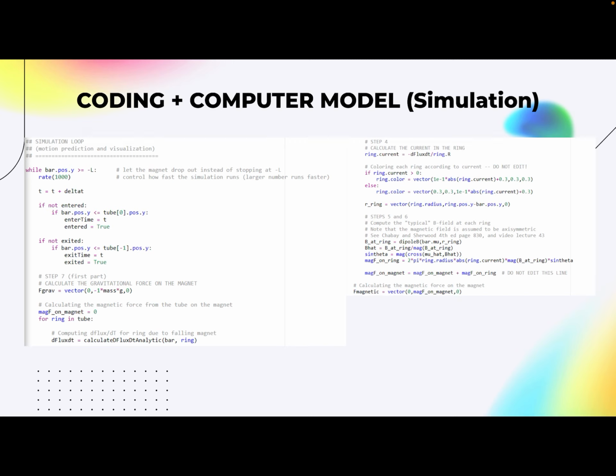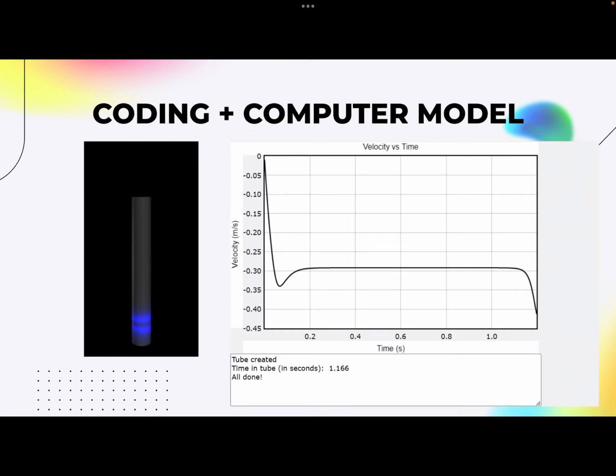Now I'm creating the simulation that is going to be played on the aluminum tube as the magnet travels through it. I'm also calculating the force of gravity on the magnet, as well as the current in the rings, which will affect the velocity in our graph. Finally, here's the completed graph as well as the simulation of the tube. As you can see, the computational fall time for the magnet is about 1.16 seconds.